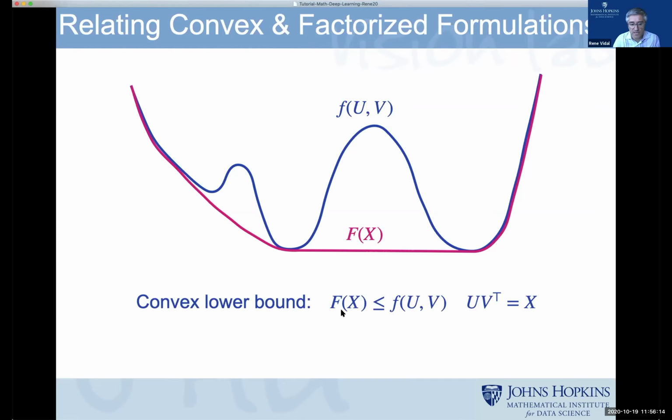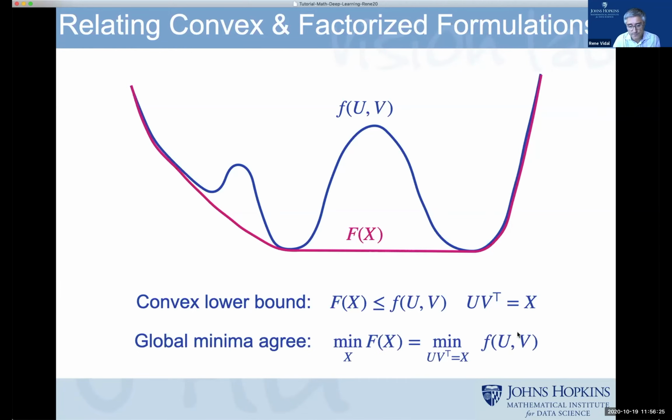More specifically, f of X is going to be less than or equal to f of U and V for any pair of weights whose product is equal to X. And the minimum with respect to X of the convex function is going to be equal to the minimum with respect to the weights of the non-convex function. That's the gist of the construction. And the rest of the talk is to really try to explain why this happens.